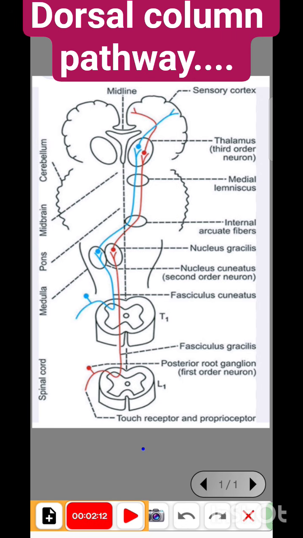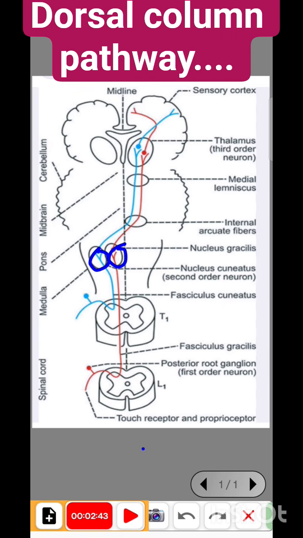Then this Fasciculus Gracilis and Fasciculus Cuneatus are the first order neurons, and they do not cross in the spinal cord. These first order neurons enter into the medulla, and they respectively end in the nucleus gracilis and nucleus cuneatus in the lower part of the medulla. So the first order neurons end in the lower part of the medulla in nucleus cuneatus and nucleus gracilis.